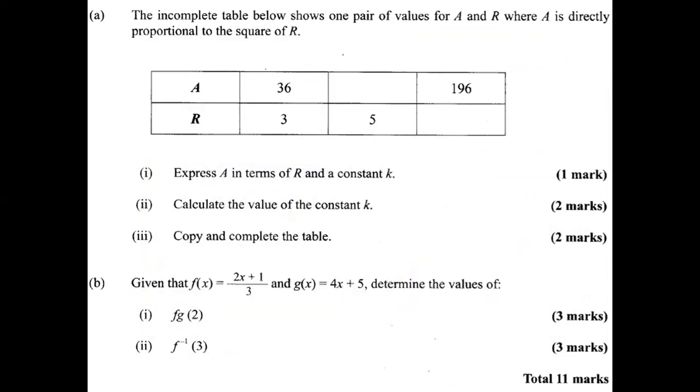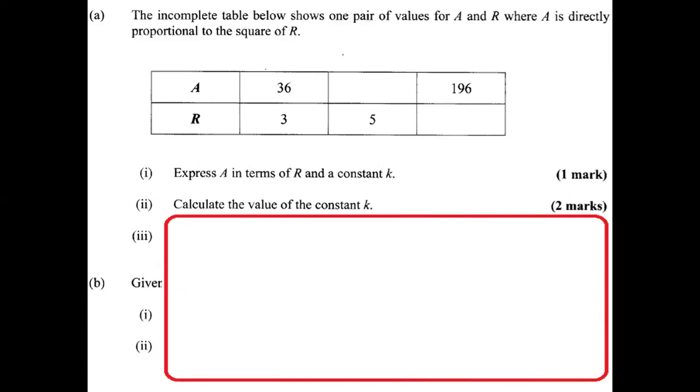All right, so the incomplete table below shows one pair of values for A and R, where A is directly proportional to the square of R. And we have A, we have 36, a complete pair given, and the value for R is 3. All right, the three questions here before I even pull up my work pad: Express A in terms of R and a constant K. Calculate the value of K, and copy and complete the table. All right, so we'll be focusing on all of that here in our work pad.